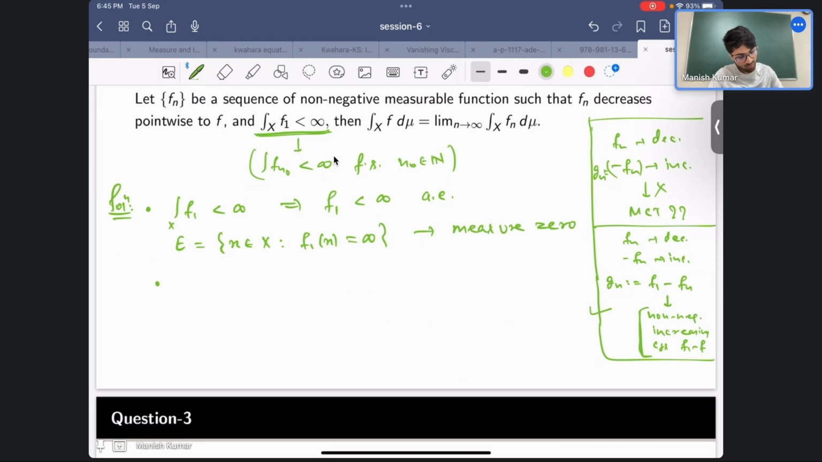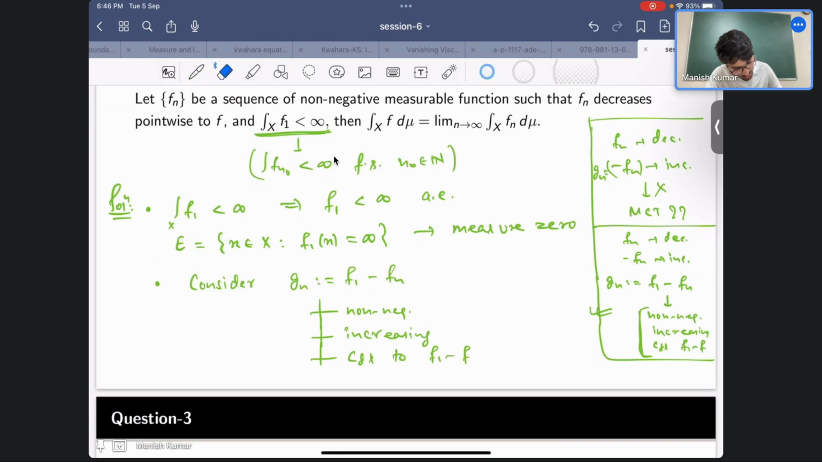Is this fine, whatever I said here? So we're fixing the first term, f1. This is the fixed greatest function term, right? The sequence is given to you, so f1 is fixed. Okay, so consider gn equal to f1 minus fn. These are non-negative, these are increasing, and this converges to f1 minus f. Now you can apply MCT, right?